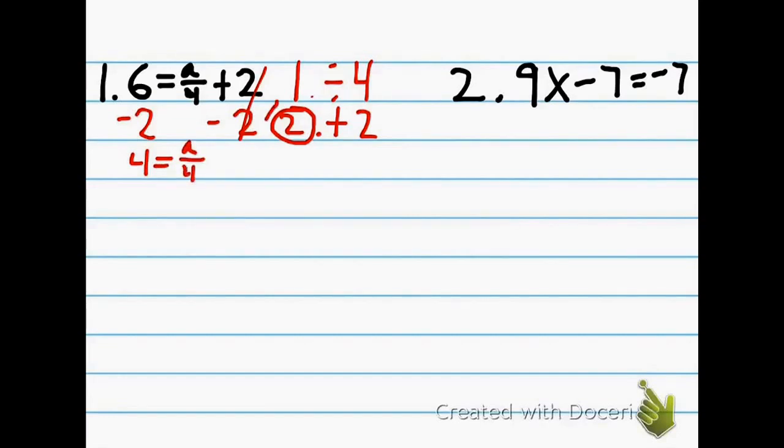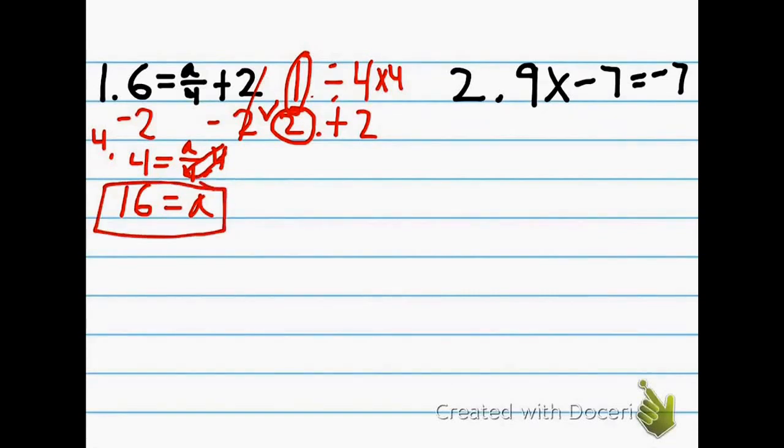So we did that step. Now we have to do step number 1. Instead of dividing by 4, we have to multiply by 4. So we have to multiply by 4, and then we have to multiply by 4 here. So you're left with 16 equals a, because this cancels out. So that's your answer. So for number 2, we're going to write out our steps again.